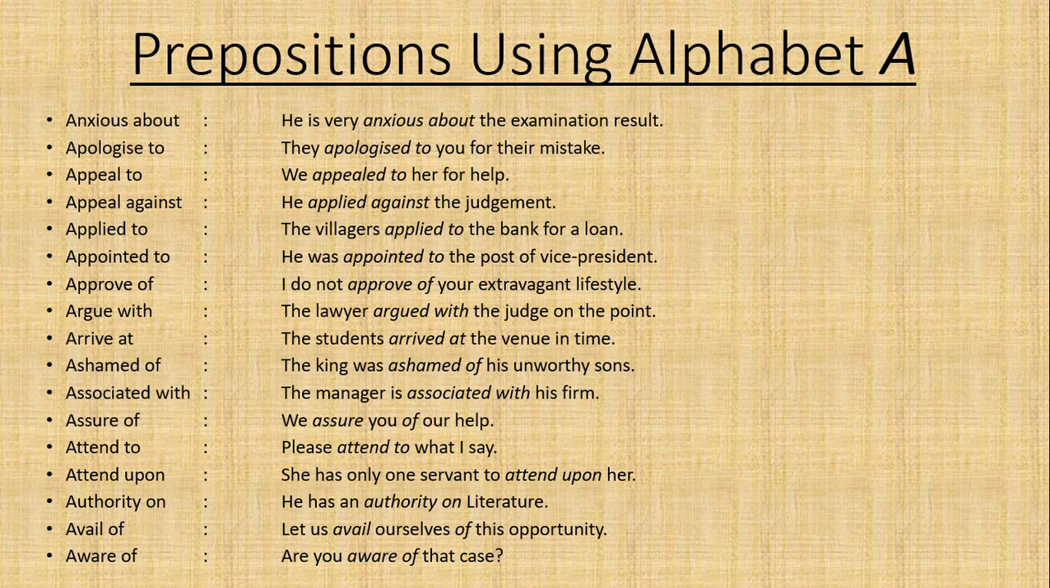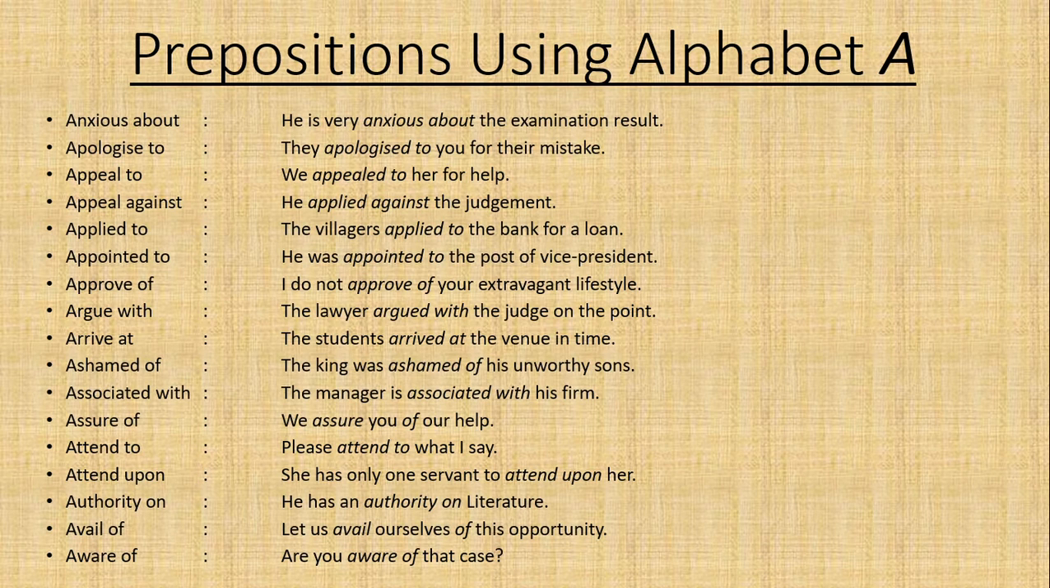All right, the relationship binding words are prepositions. Please remember that. The words used to make a relation between two different subjects, that can be a noun, a pronoun, adjective, verb, anything, they are prepositions. All right, so the third one is appeal to. We appealed to her for help. So this is a relation between we and her, and the preposition used is appealed to.